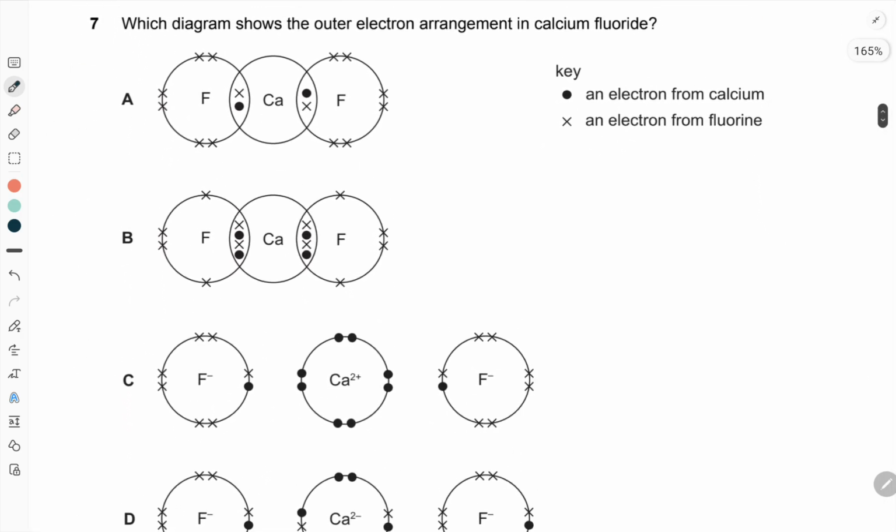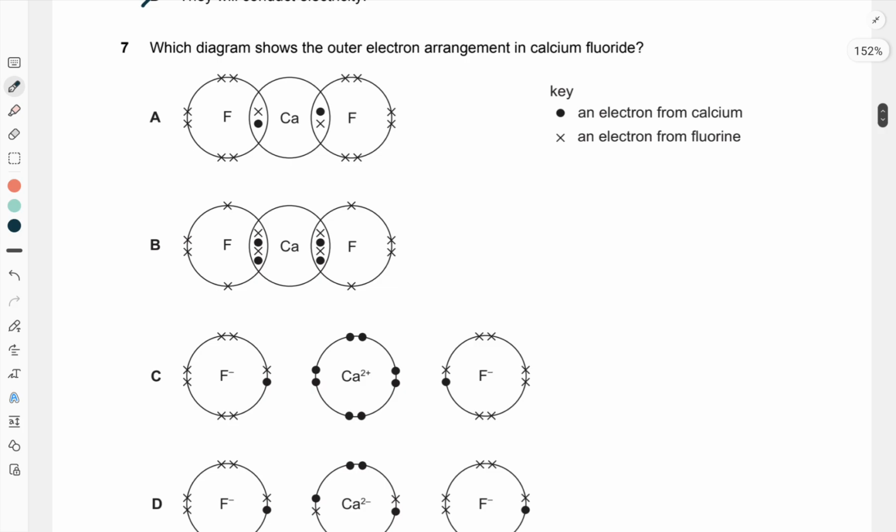Okay. Question number 7. The diagram shows the outer electronic arrangement of calcium fluoride. Which diagram? So let's first see the formula of calcium fluoride. Calcium is atomic number 20, which means it has 2 electrons in the outer shell, so it will tend to lose these 2 electrons.